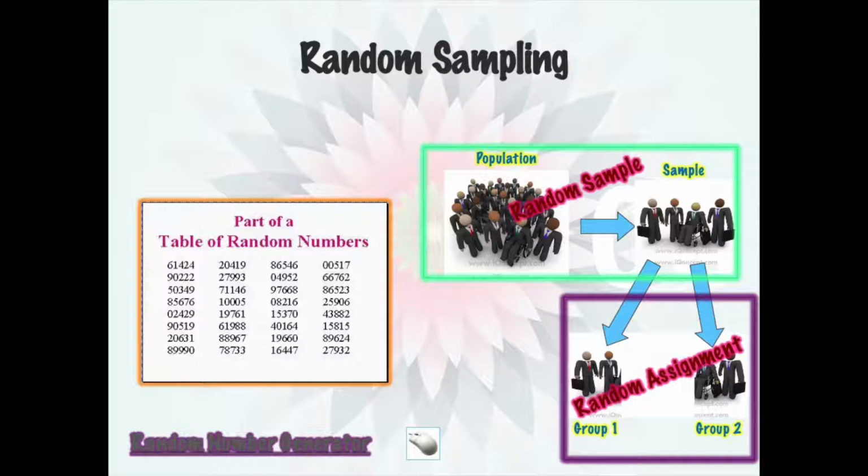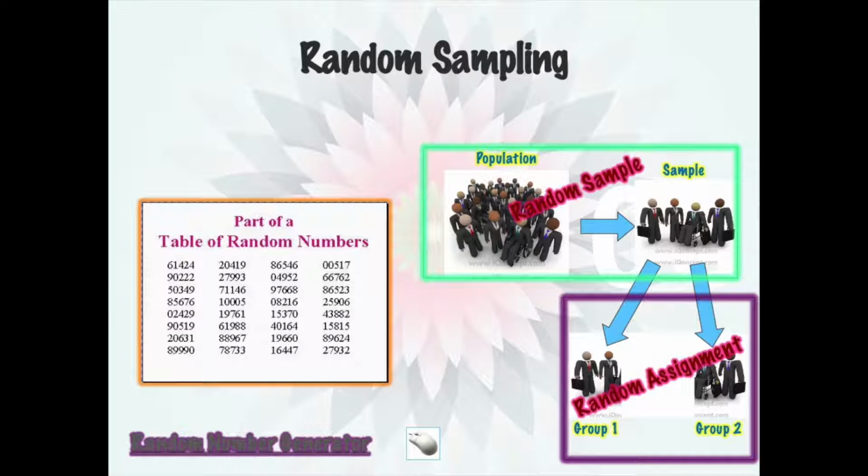But with large populations, it gets a little more complicated. And so the old school way of using random sampling with large populations was to look in the back of a statistics textbook, and there would be a table of random numbers like you see here on your screen, and you would use that to choose participants.